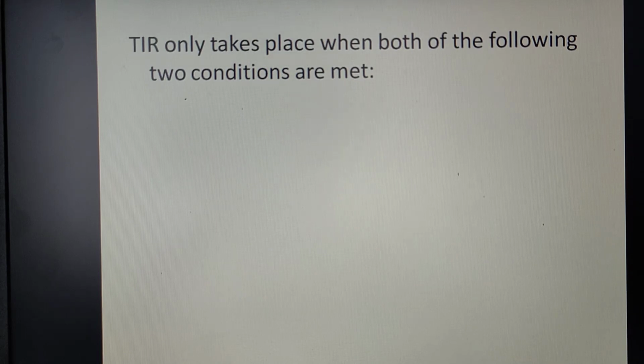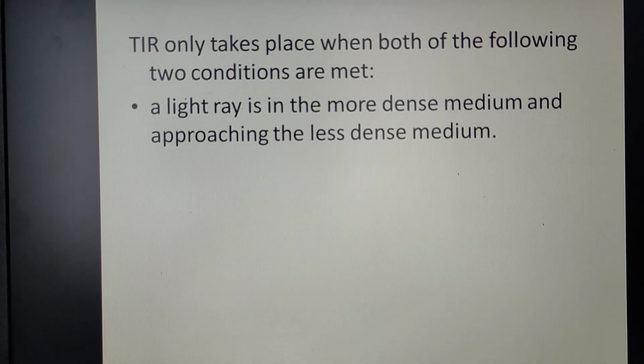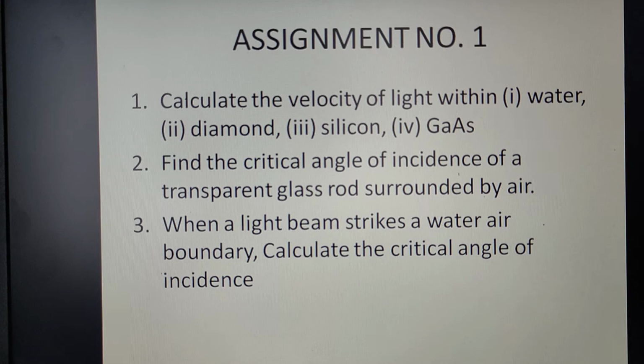Now, total internal reflection can take place only when two conditions are met. That is, a light ray is in the denser medium and approaching the less dense medium. That means the light ray is moving from denser to rarer medium. And the angle of incidence for the light ray is greater than the so-called critical angle. That means the angle of incidence creating the total internal reflection will be greater than the critical angle.